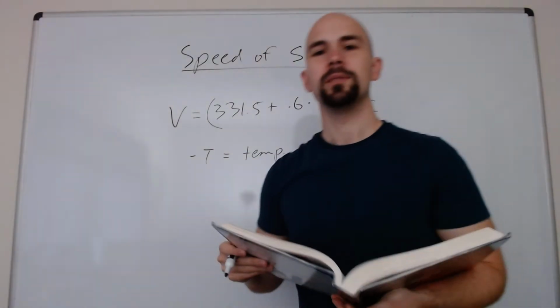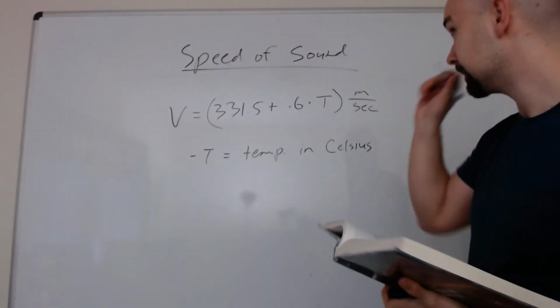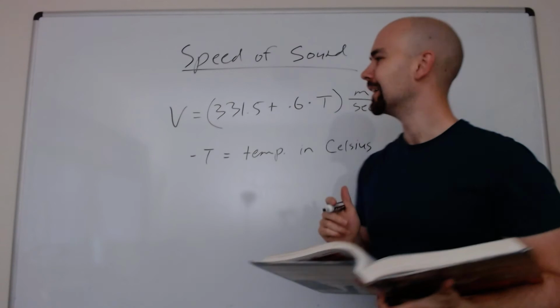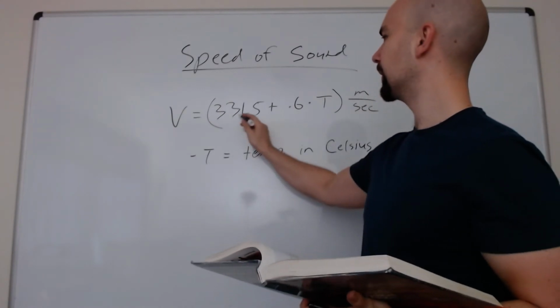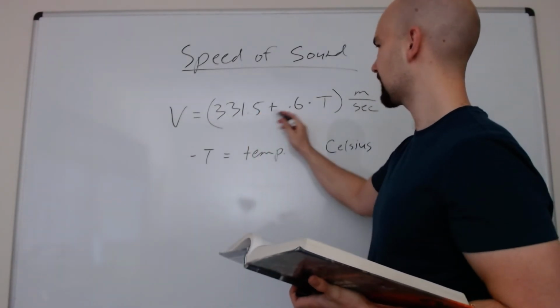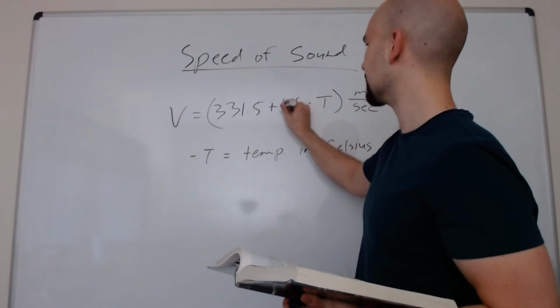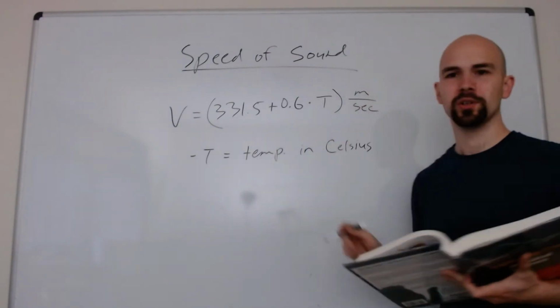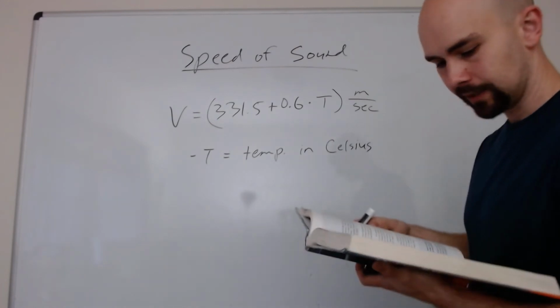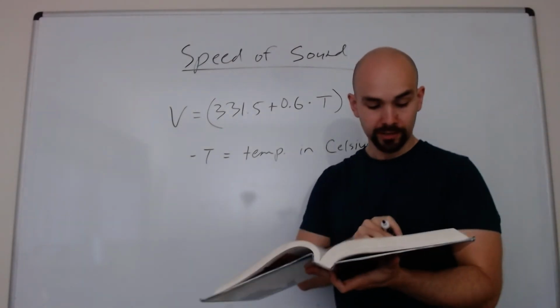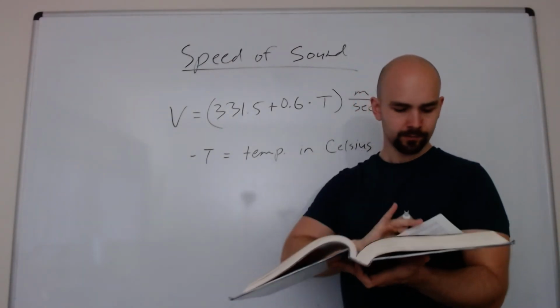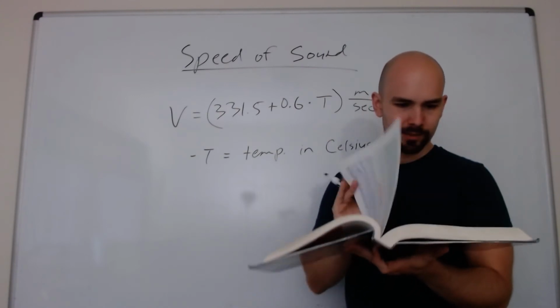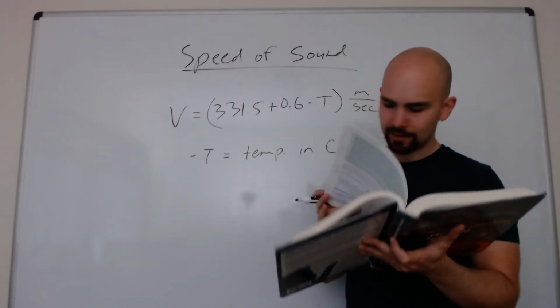Let's go over some of the example problems, or at least one of them. So this is the speed of sound. It's a formula of 331.5 plus 0.6 times the temperature in Celsius. So example 14.1. Sorry, 14.2. Oh yeah. Okay.